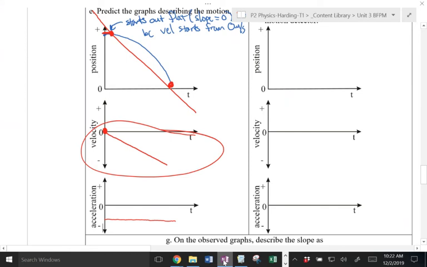Direction doesn't correlate with the speed. Direction is just, is it going towards the detector or away from the detector? So if it's going towards the detector, you're going to be in the negative part of the graph. If it's going away from the detector, positive part of the graph.